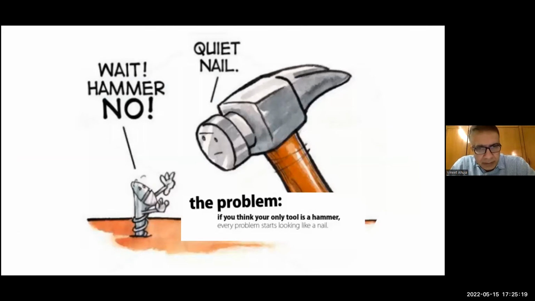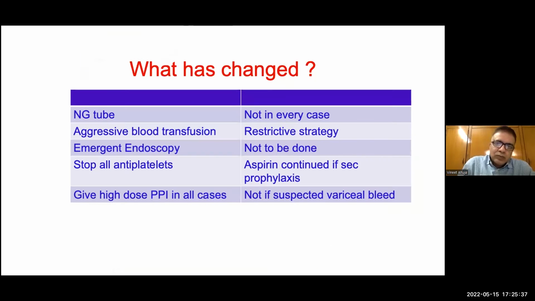So the message I want to give is this: there are so many techniques available today, and so many different kinds of pharmacotherapy available today. Would you like to use all of them? If you think your only tool is a hammer, every problem starts looking like a nail. And that is what the last decade has taught us when it comes to basic principles of upper GI bleed.